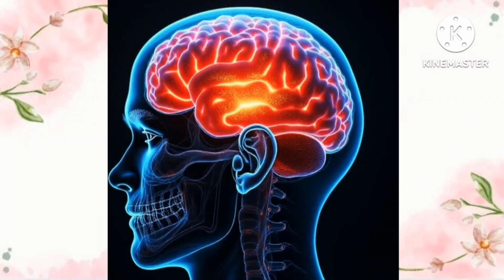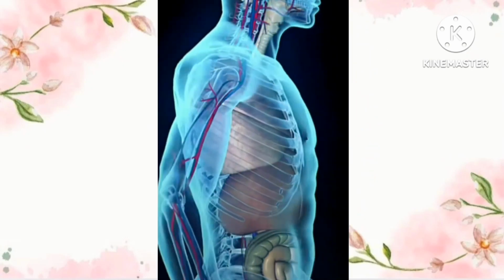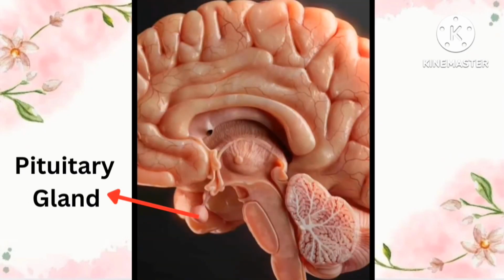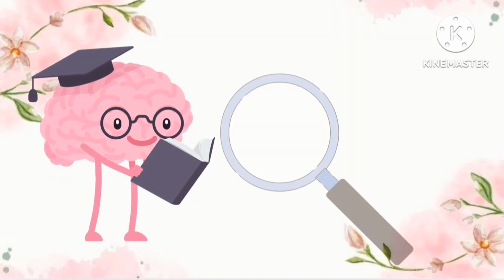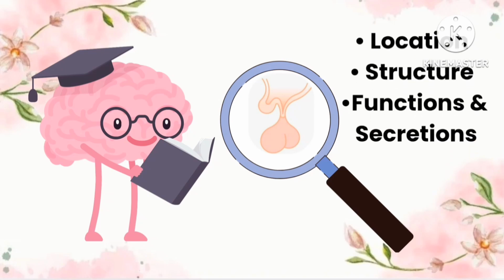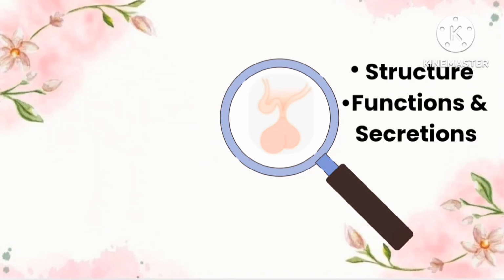Deep beneath your brain lies a tiny gland, smaller than a pea, yet it commands nearly every hormone in your body. It is none other than the pituitary gland, the master gland of the endocrine system. So today, we'll learn about the pituitary gland, its location, structure, functions and secretions.